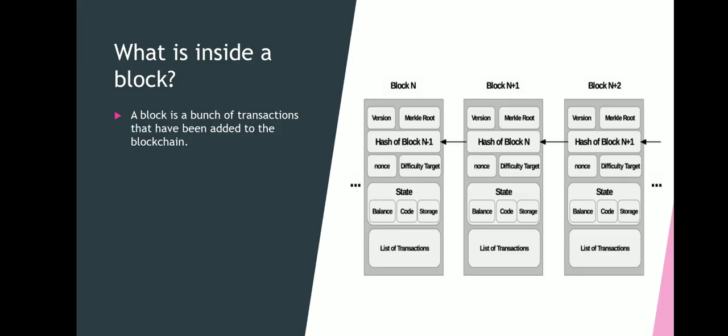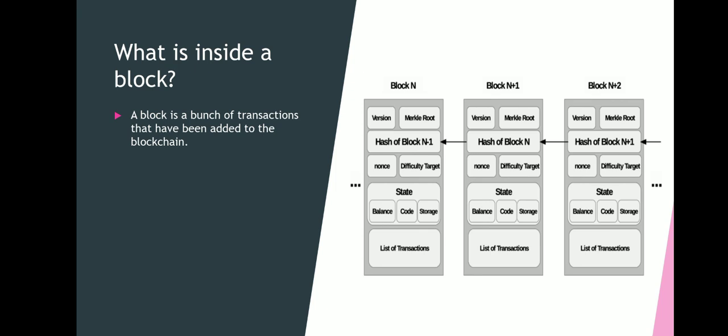Let me discuss what is inside a block. Here we will discuss the architecture of blockchain, how the blockchain looks, and what a block contains. In a blockchain, a number of blocks are connected in a chain, that is blockchain. So what is meant by a block? Basically, a block is a bunch of transactions that have been added to the blockchain.